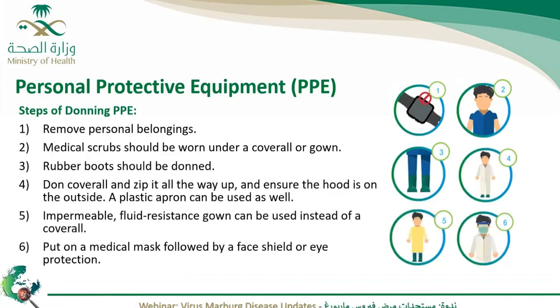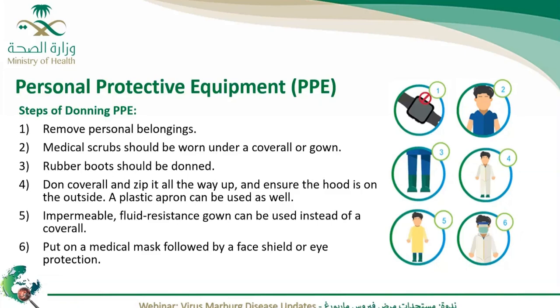Now we will start talking about the steps of donning and doffing of personal protective equipment, which should be mentioned here. Donning has 9 steps. It starts with the first one, remove personal belongings. You should remove your personal belongings like watch, ring, and any other belongings. And also, you should wear the medical scrub. That means the medical scrub should be worn under the coverall or the gown. If you are wearing your thobe, you need to change it to the medical scrub.